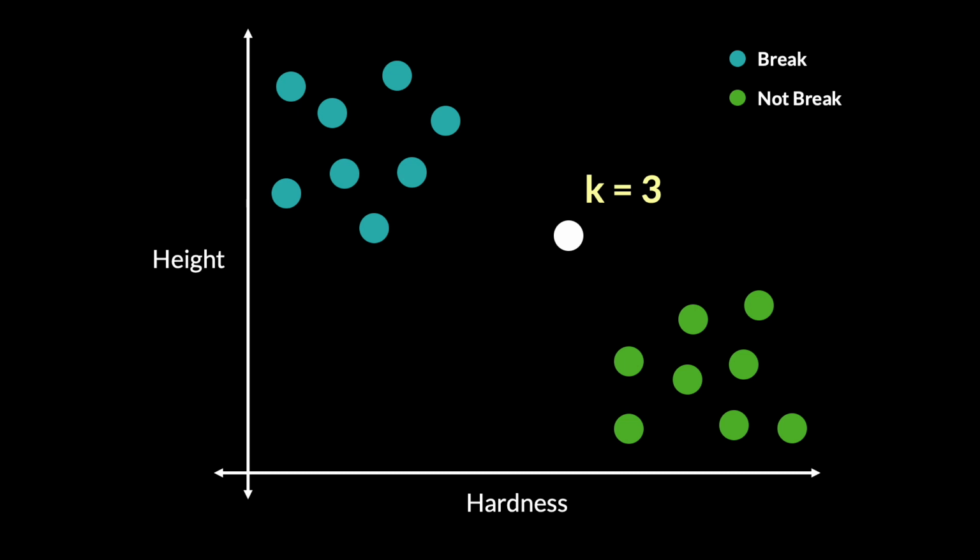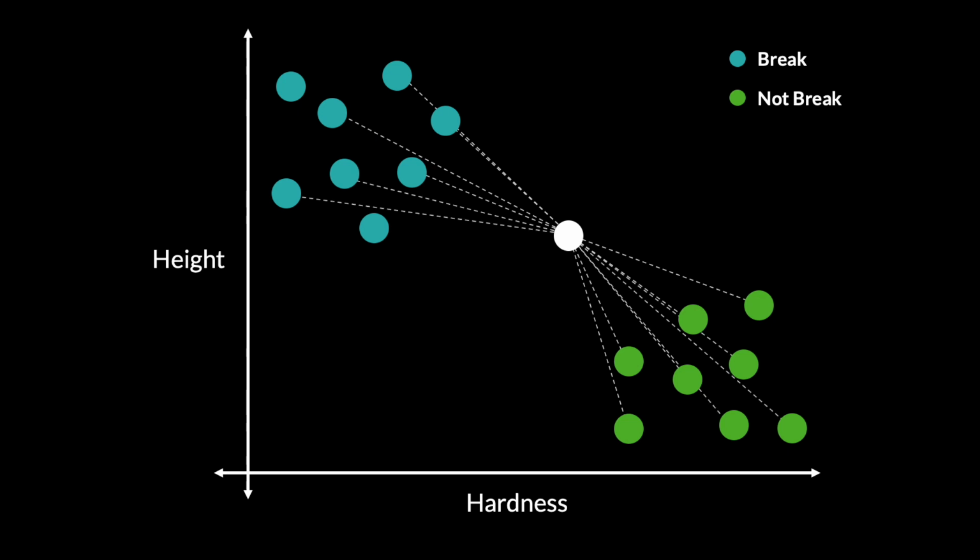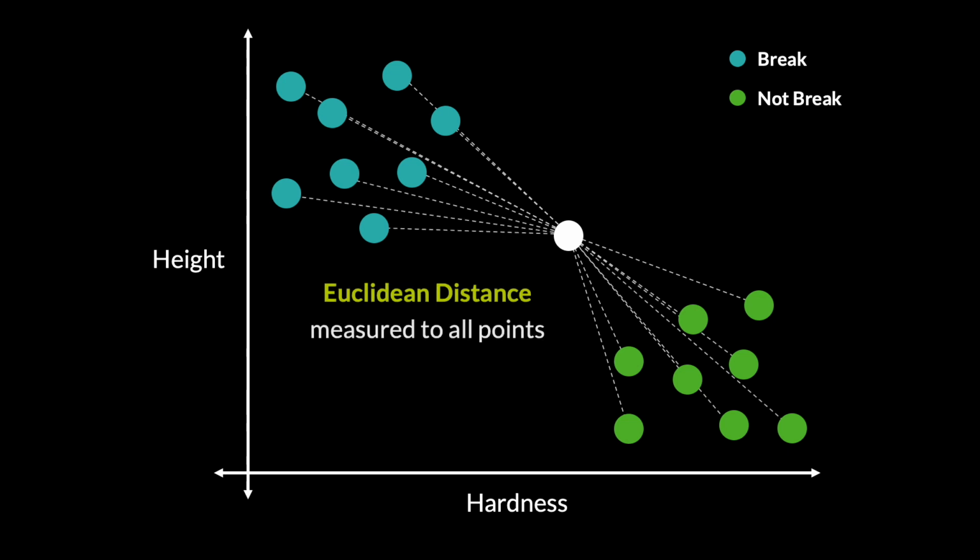Let's atomize this together and intuitively understand what it is that the mathematics in this algorithm is really trying to do. What the kNN algorithm does is that it measures the distance from this point in the graph to all the other points in the scatter plot.